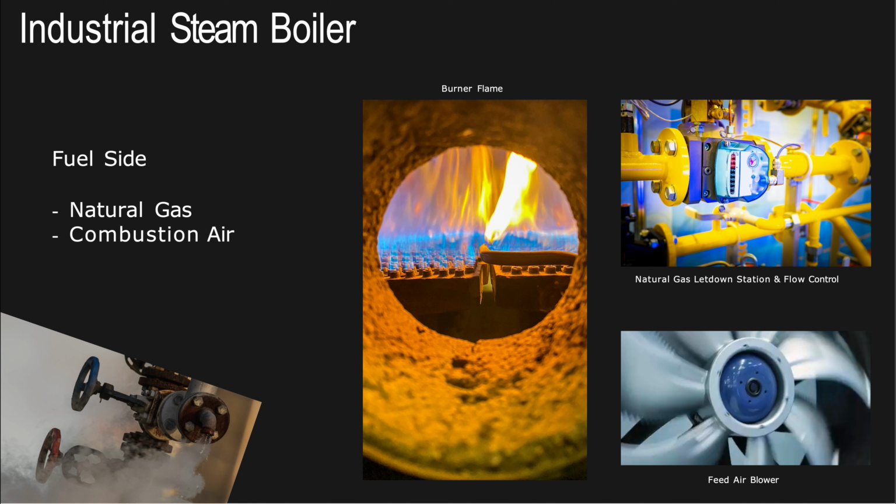So pretty much from an industrial steam boiler perspective, we have the fuel side, the natural gas, and the combustion air. Combustion air goes through this feeder blower, and the natural gas comes from a let-down station that has a pressure let-down and a flow meter that controls how much fuel goes into the boiler. And whenever the air and the natural gas go to meet the burner, that's how the burner looks.